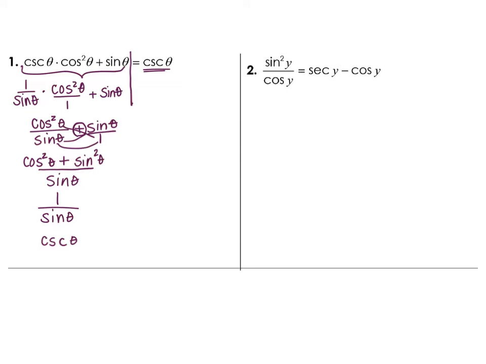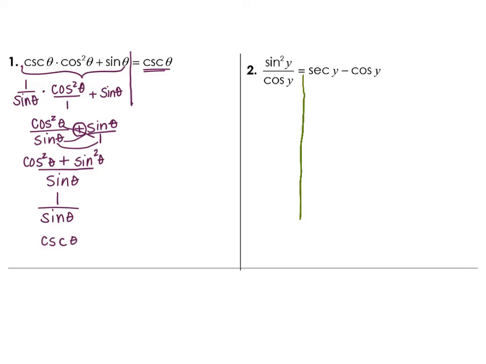All right, moving on to number 2. Same process. We just pick a side to work with, and a lot of times picking the most difficult side to work with would be the best. Here though, a lot of times both sides look pretty difficult, and so it's just a matter of picking a side. I'm going to pick the right side. If you want to pick the left side, that's perfectly okay, but I'm going to pick the right side.